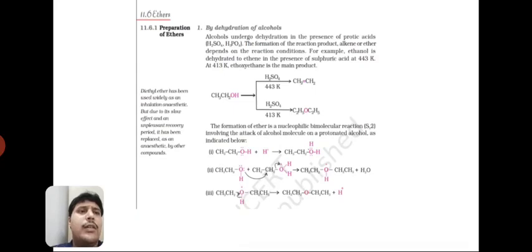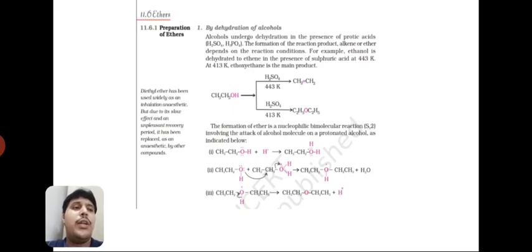Student, alcohol undergoes dehydration in the presence of protic acids such as H2SO4, H3PO4, and the formation of the reaction product, alkene or ether, depends upon the reaction condition. That means, student, I just want to remind you of this particular dehydration of alcohol, because in the properties of alcohol also we already did this particular reaction where alcohol changes to alkene during dehydration.